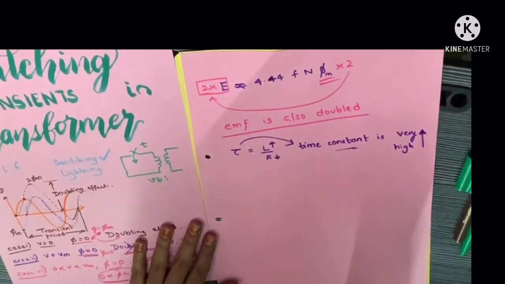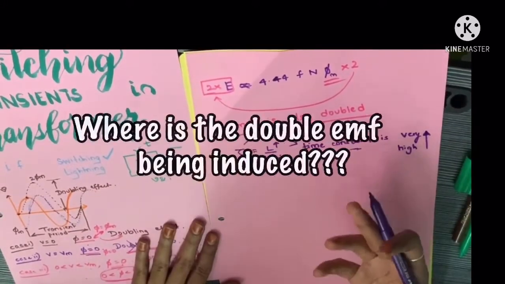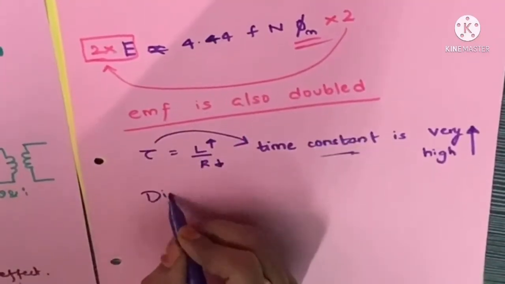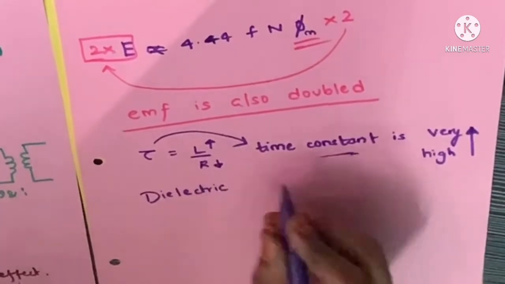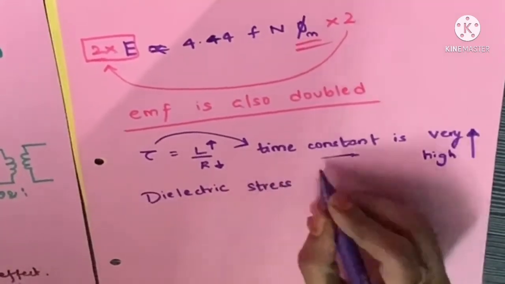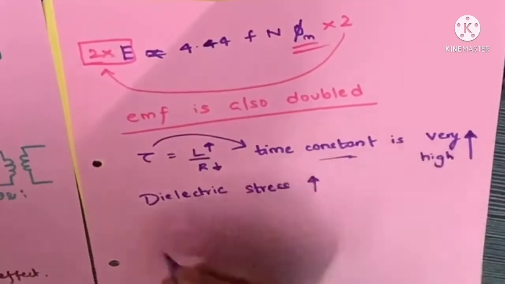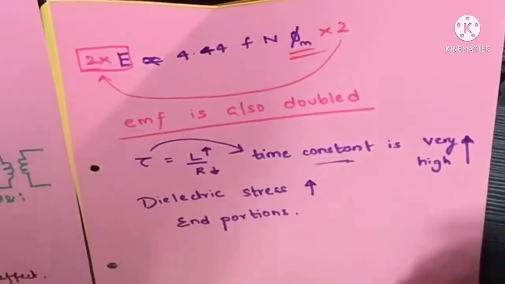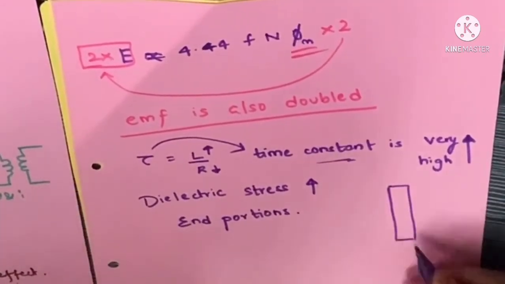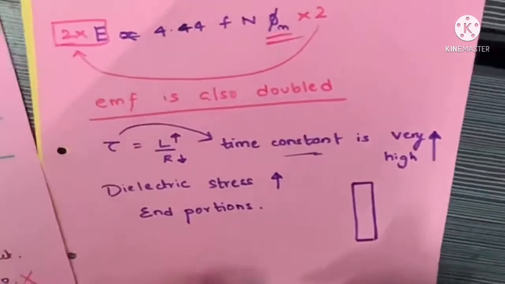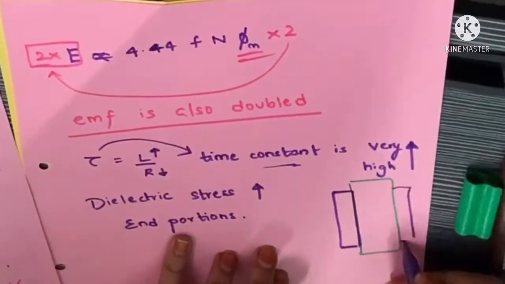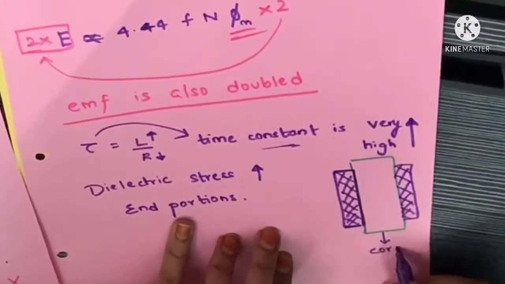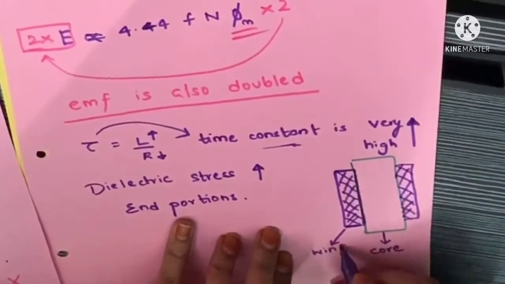So where is this double EMF being induced? Yes, that is the point. Due to this time constant, the dielectric stress is increased in the end portions of the winding. Say if you consider this as the core, and this is the winding.